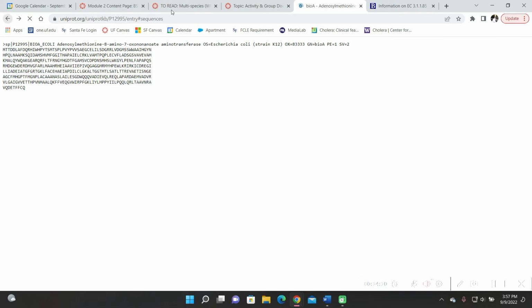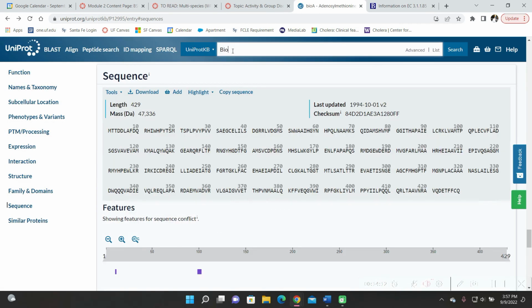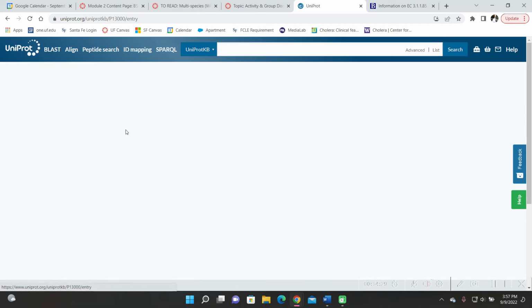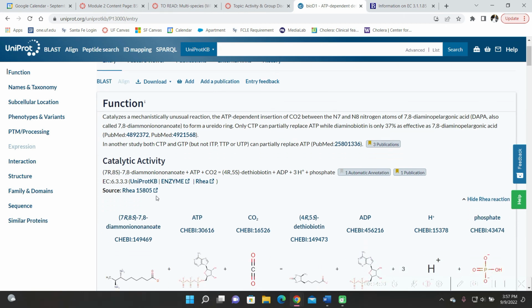I repeated the process again for BioD. As you can see, this process was much faster than NCBI because everything in UniProt is curated and you can find it all in one place. For this one, there were 2 results, so I clicked on the first one for BioD1. And I looked to see if the EC number matched what I had, and it did. So I went ahead and copied the sequence.